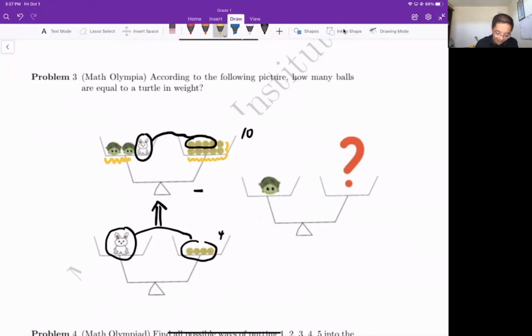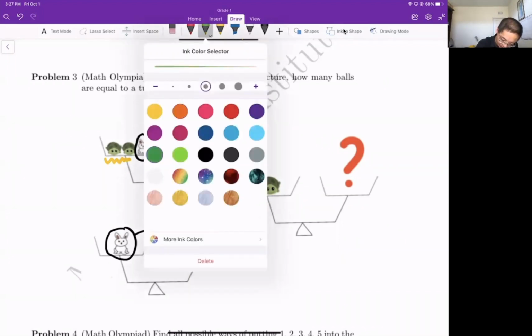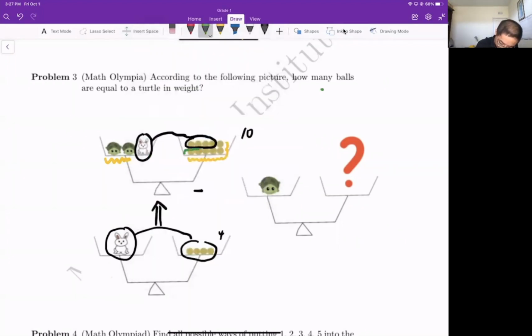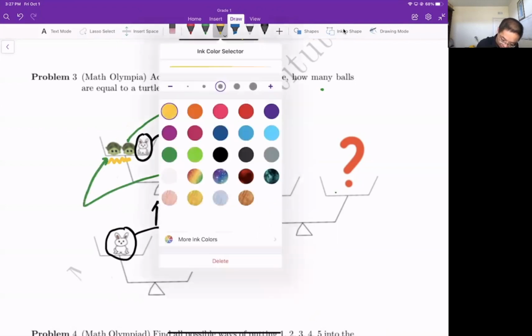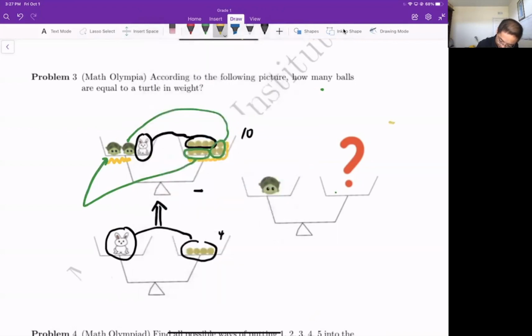Now, because there are 2 turtles, we need to split these 6 balls, right? So let's split these 6 balls. We split the 6 balls as 3 plus 3. So 1 turtle equals 3 balls. So we can put it here. So that's 3 balls for 1 turtle, right? 2 turtles for 6 balls, and then we split it as 3 plus 3. So 3 balls for each turtle.